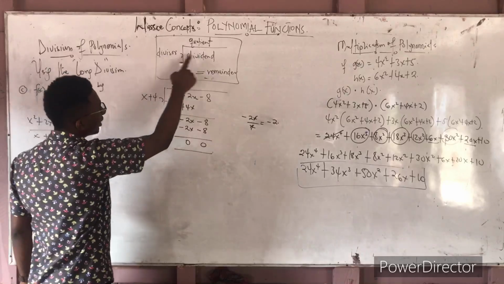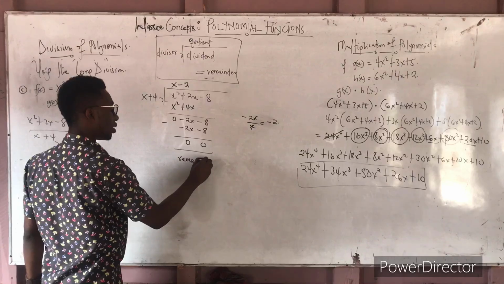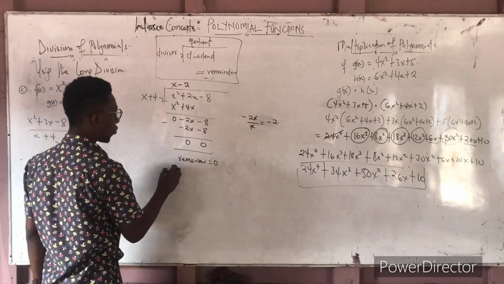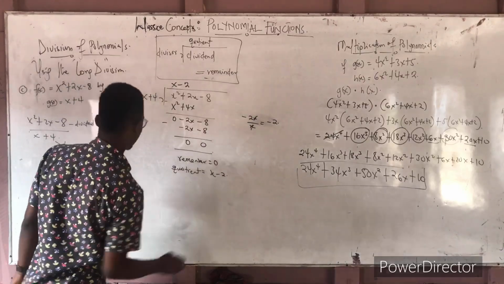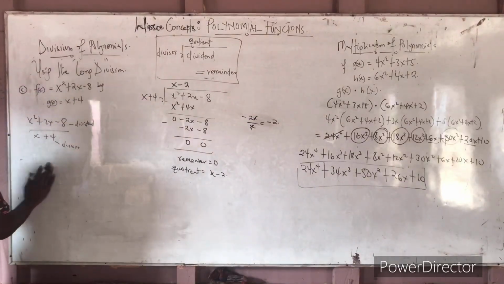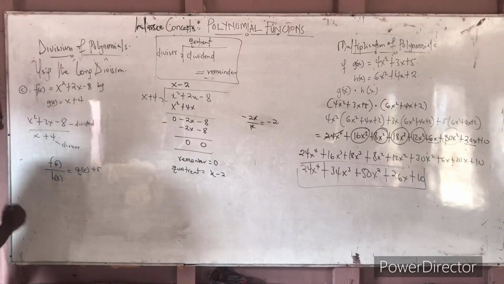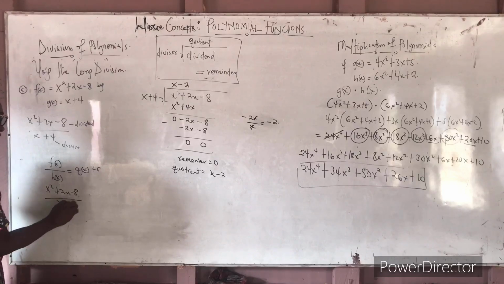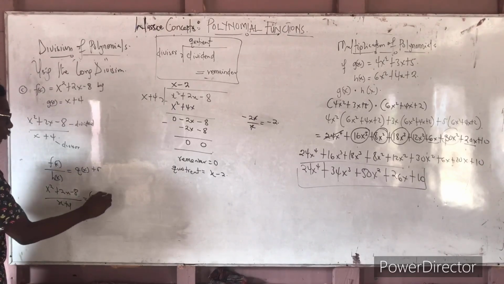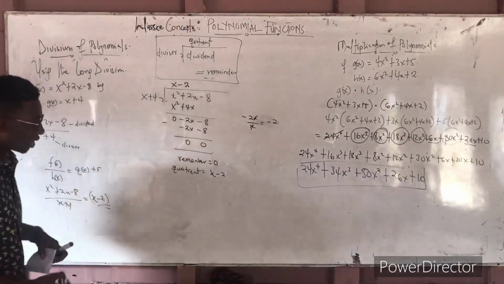I get it. So now, what is this? This is the remainder. So what is our remainder here? Our remainder is 0. And what is our quotient? Our quotient is x minus 2. So I will say that anytime you have the dividend divided by the divisor, it is equal to the quotient plus the remainder. So therefore, x squared plus 2x minus 8 divided by x plus 4 is equal to the quotient, which is x minus 2, plus our remainder 0. But since the remainder is 0, we don't bring it. And this becomes our final answer.